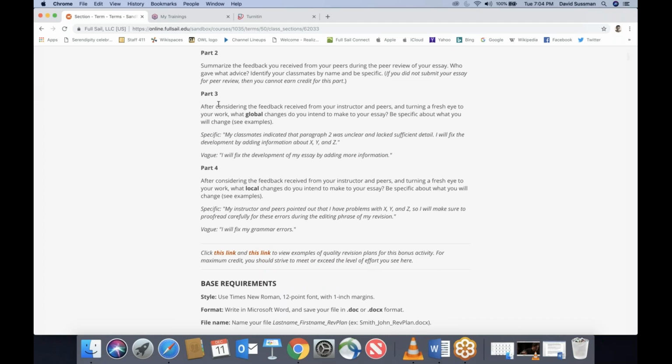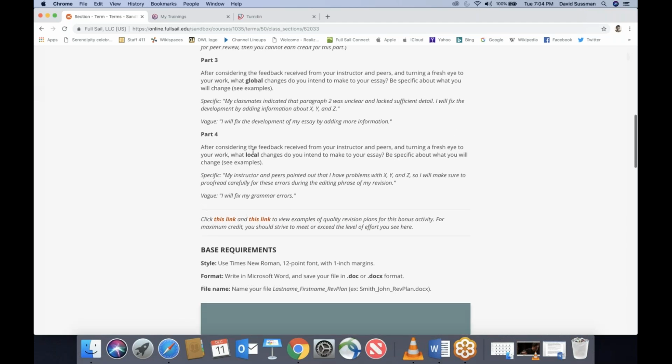As you can see in part 3 of the question, the 4 prompts you need to answer, it says, after considering the feedback you receive from your instructors and your peers, what global changes do you tend to make? So these are like big picture changes, okay? So things related to thesis, content, organization. Global, in this case, does not mean like global hunger or global poverty. And local, for part 4, it asks what local changes. So this is smaller stuff. Issues of like grammar, proofreading, etc. Okay, so just so that you're familiar with those terms.